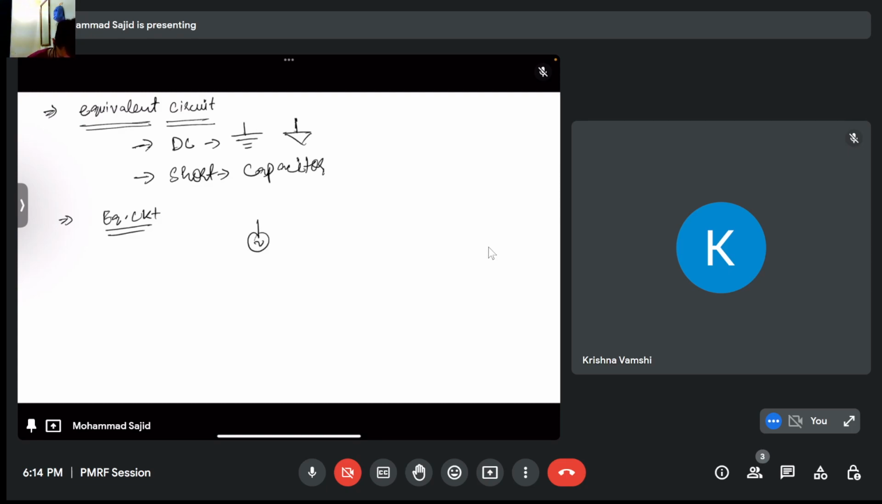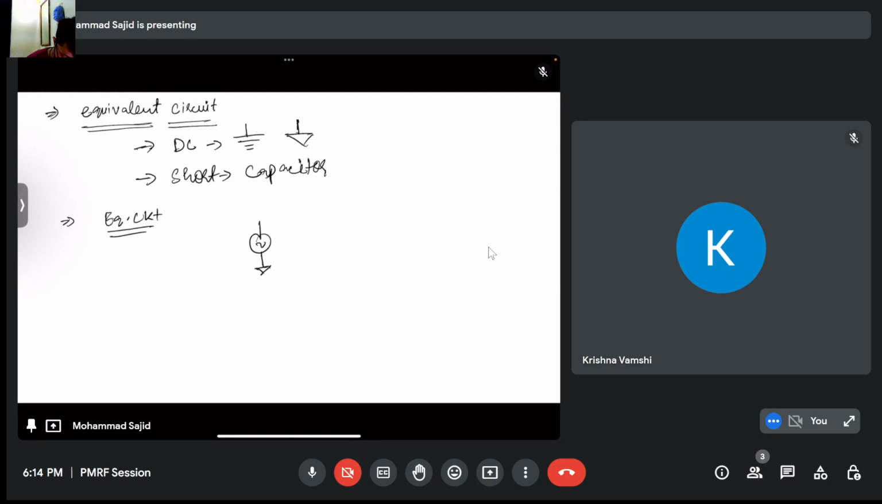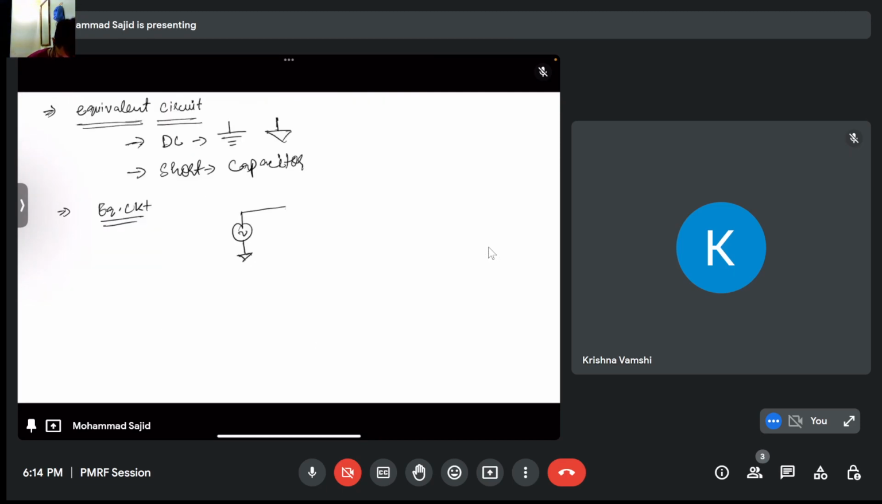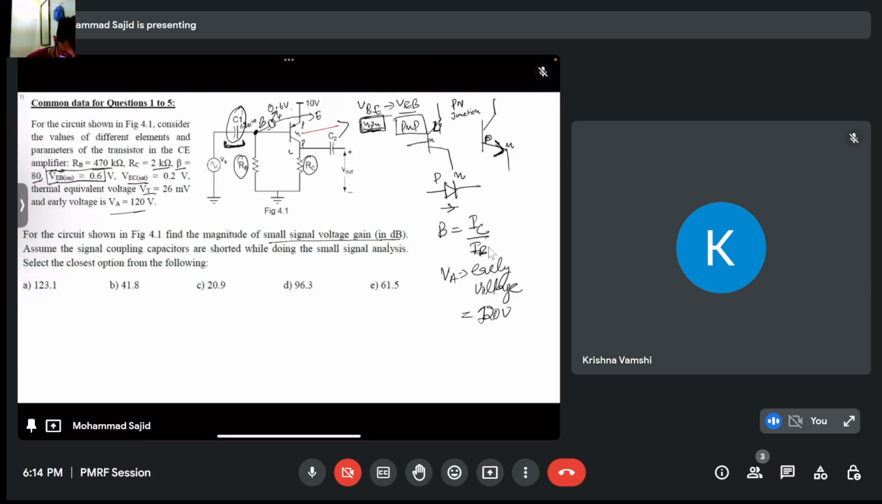I have input, I have a resistor here, I have R pi, this is Vs, this will be Vs, Gm, this is ground, Gm Vs. And since the early voltage is given, we have to take into consideration the output intrinsic resistance. We should not ignore that.